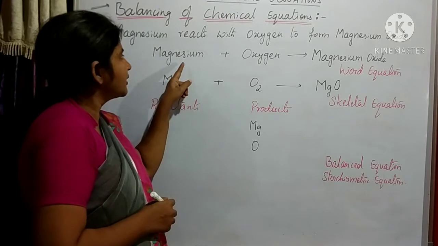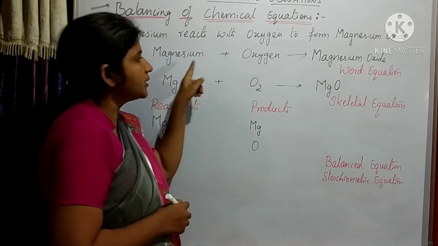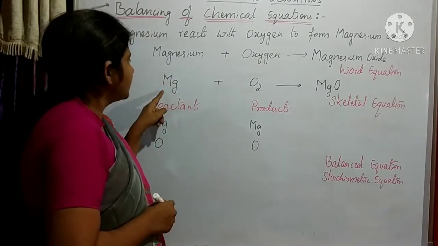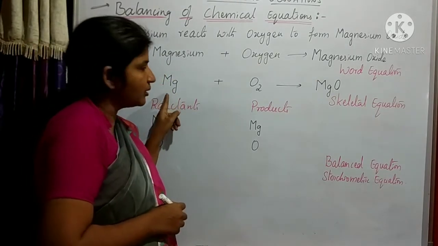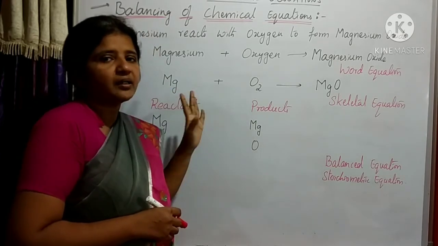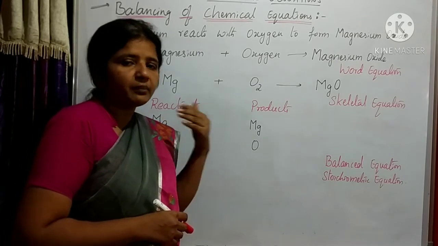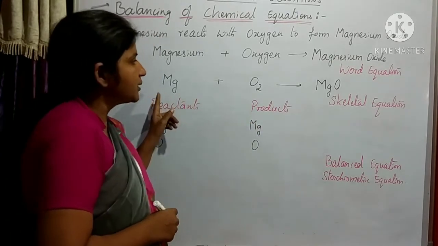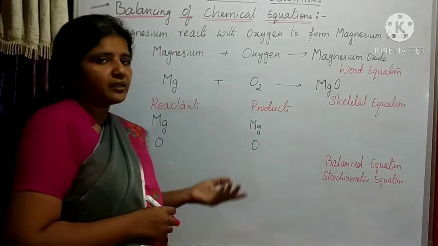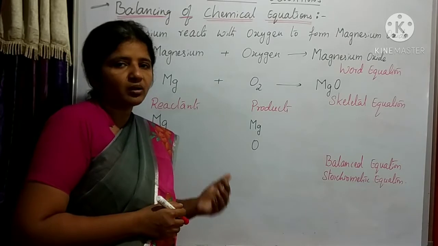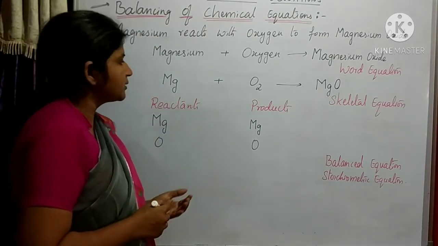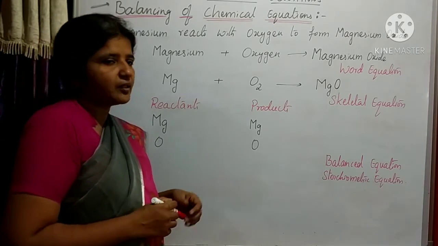Remember, when the chemical equation is expressed in words, that is said to be a word equation. And the same equation, when it is expressed using formulas and symbols, if it is in an unbalanced state or needs to be balanced, is said to be a skeletal equation. Next we have to balance the chemical equation according to the law of conservation of mass. Here I will explain how to balance the chemical equation.